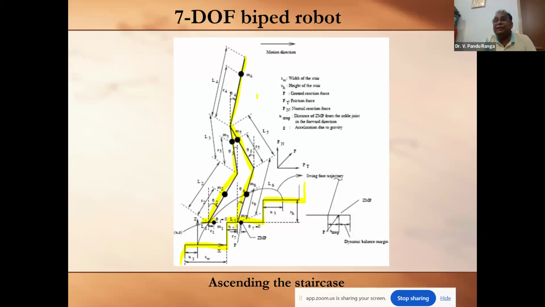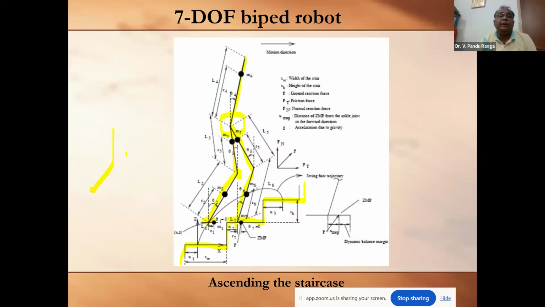So altogether there are 7 links, and these links are joined to each other with the help of 1 degree of freedom, establishing a 7 degrees of freedom biped robot. If you observe here, this is 1 degree of freedom at the foot, and this is at the knee. There are 4 degrees of freedom for leg one and 4 degrees of freedom for leg two, and at the hip we have 3 degrees of freedom.